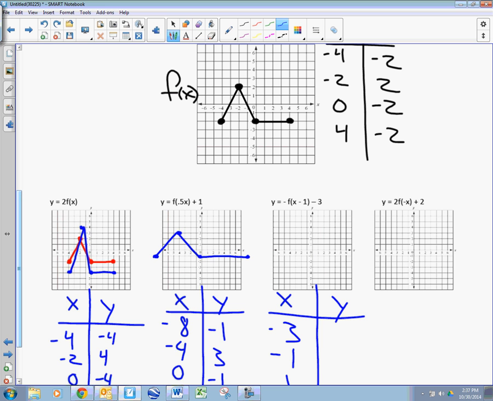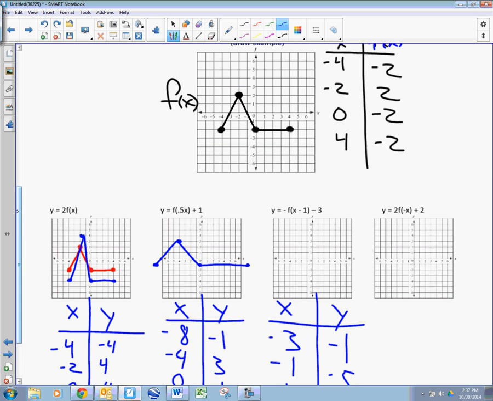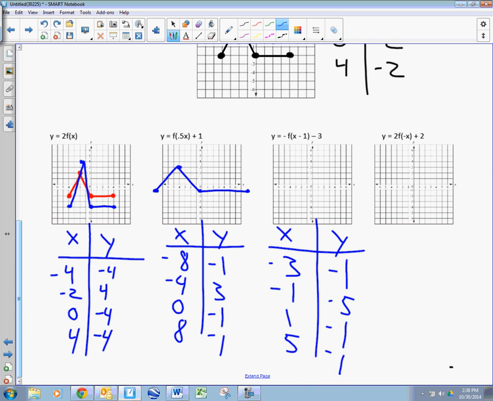This first value here has an output of -2. It will flip to become +2 and then shift down 3 to -1. So we just take these values, like positive 2. You flip it over, it becomes negative 2. Subtract 3, negative 5. These other ones, flip it over, positive 2, subtract 3, negative 1, and negative 1. Then we graph it to see if it looks like we thought it should.